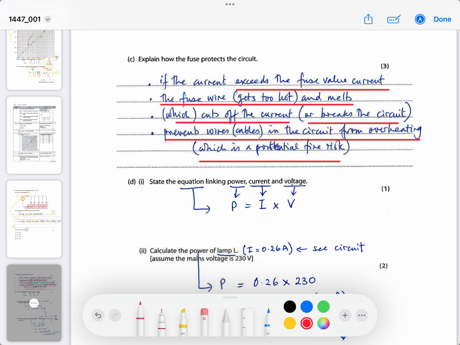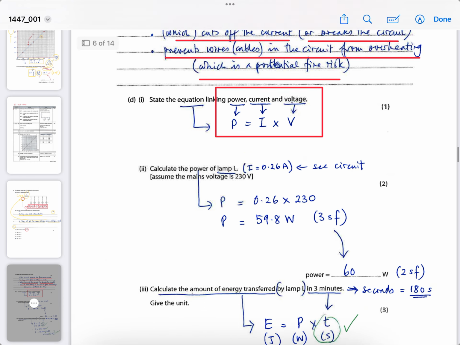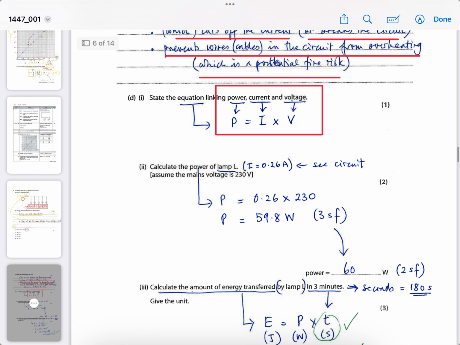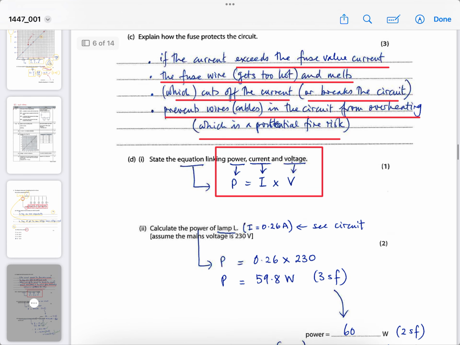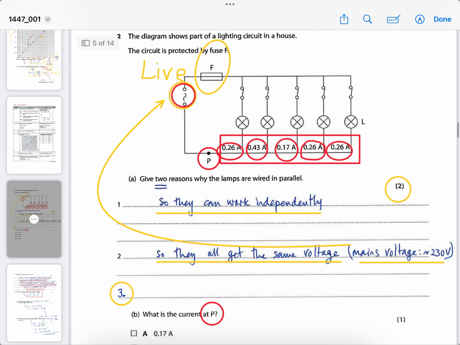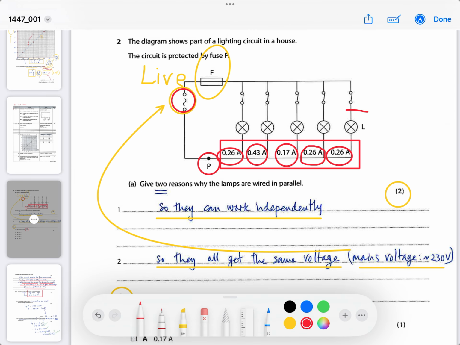All right, then it says state the equation linking power, current and voltage. So again, you choose the correct equation, and the way I've done it, I've drawn an arrow from power to P, current to I, and voltage to V, so the examiner can have no doubt that I know what each symbol stands for. So now you've got to use it. They want you to calculate the power of lamp L. Lamp L in the circuit is 0.26 amps. So lamp L is this one, and this one has a current of 0.26 amps.